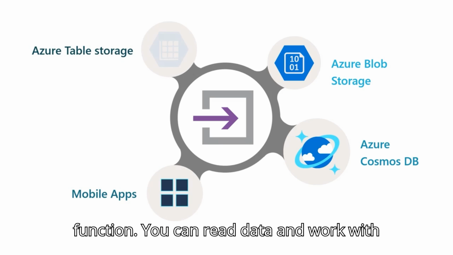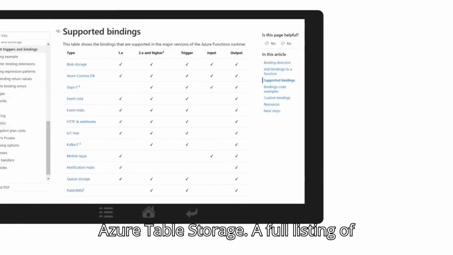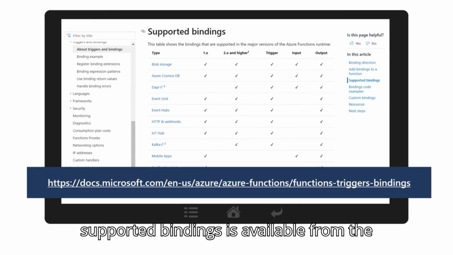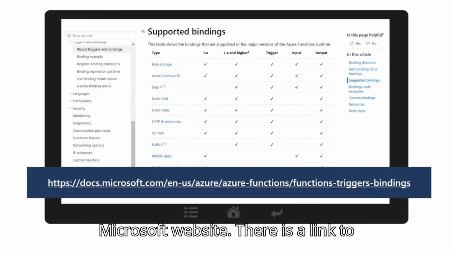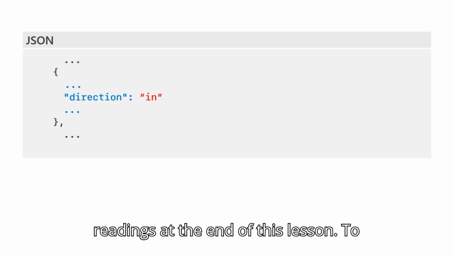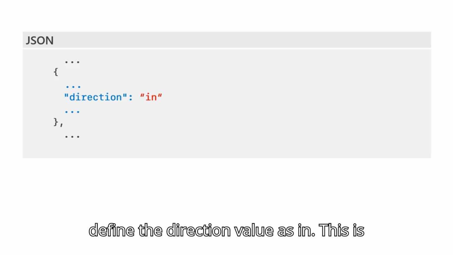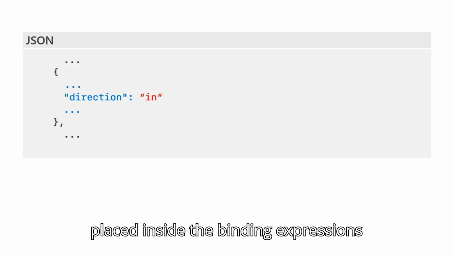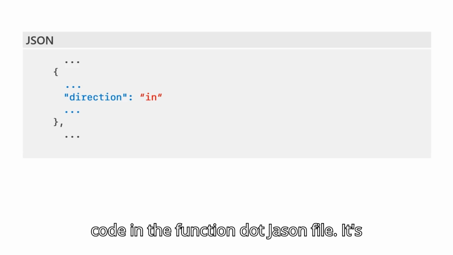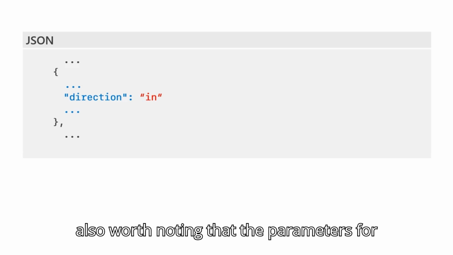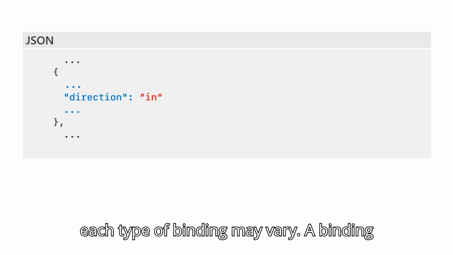You can read data and work with Azure Table Storage. A full listing of supported bindings is available from the Microsoft website. There is a link to this web page from the additional readings at the end of this lesson. To create a binding as an input, you must define the direction value as in. This is placed inside the binding expressions code in the function.json file. It's also worth noting that the parameters for each type of binding may vary.